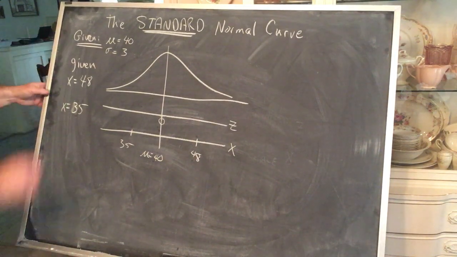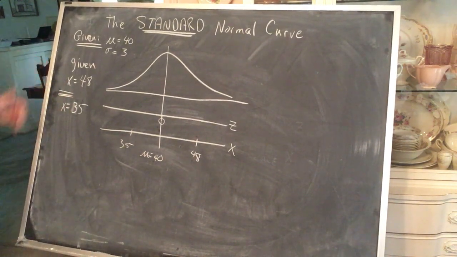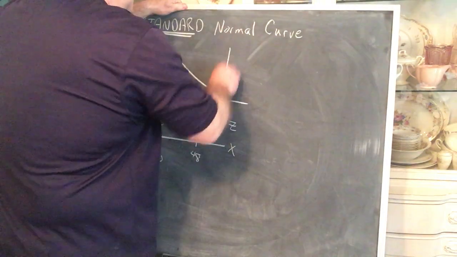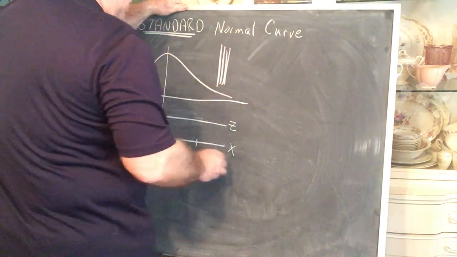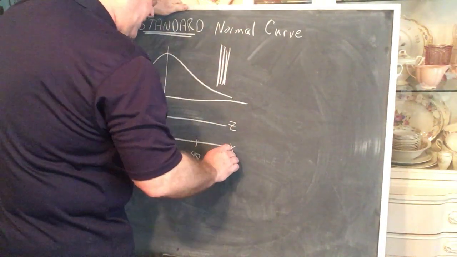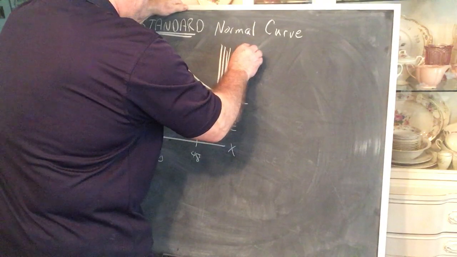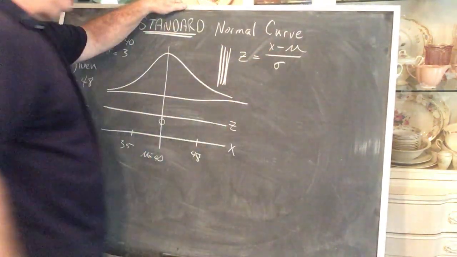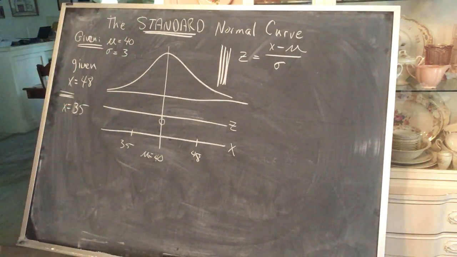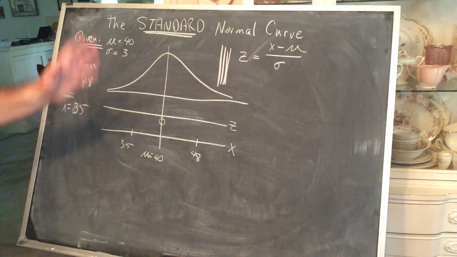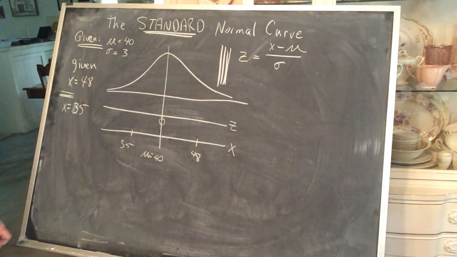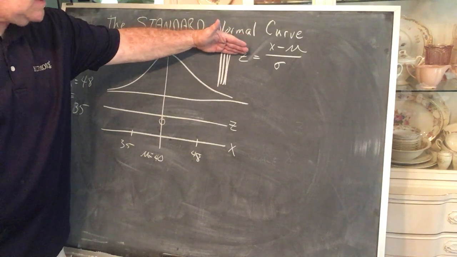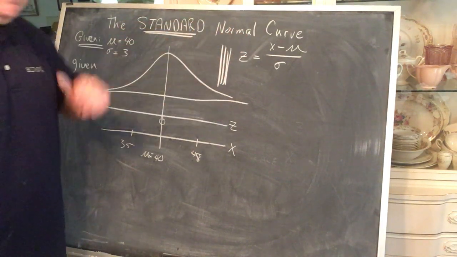So what we're going to do is take each of these one by one and translate from the x scale to the z scale. And this is the big formula that translates the whole set of numbers from the x scale to the z scale. It is this: z is equal to x minus mu over sigma. You don't need to have that formula memorized, but you'll end up memorizing it because you'll be using it so often. This was the translation between the x scale and the z scale.